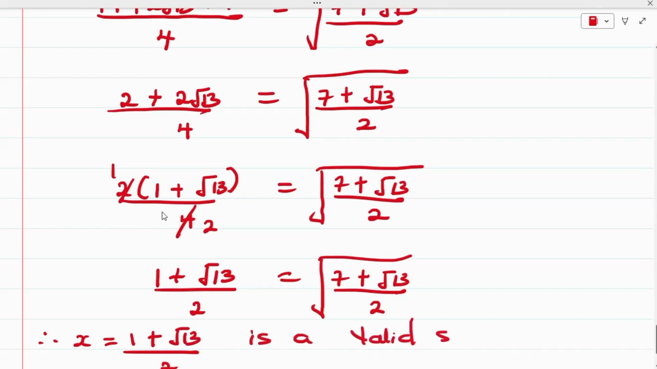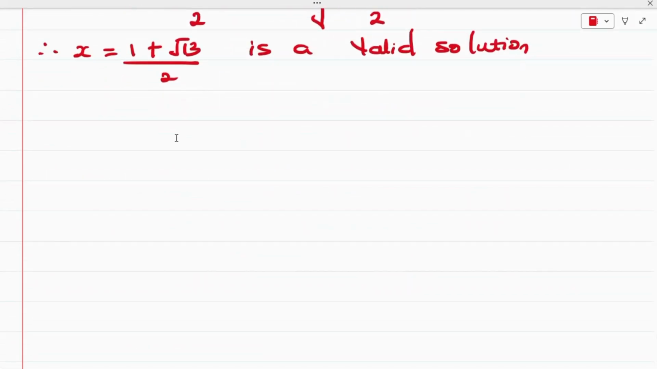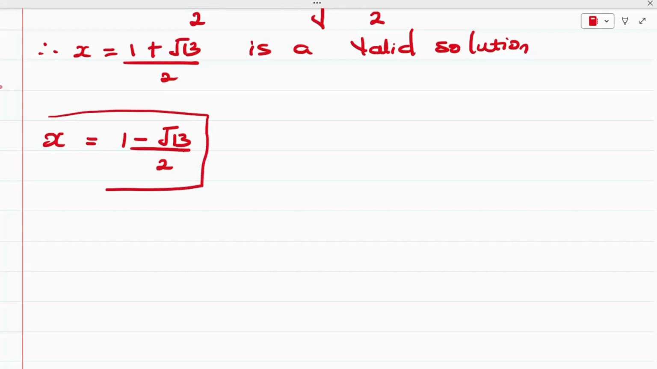So right here, guys, I want you all to test for the last option, and the last value of x is x equals 1 minus root 13 over 2, to be able to show whether this is a valid solution or an invalid solution for x, and leave the answer below in the comment section.